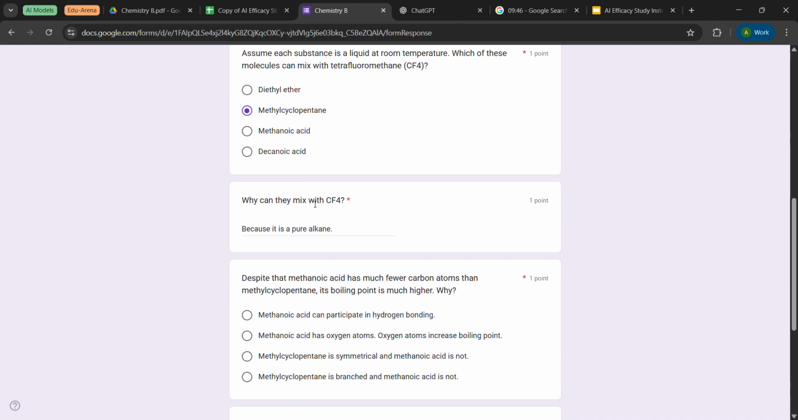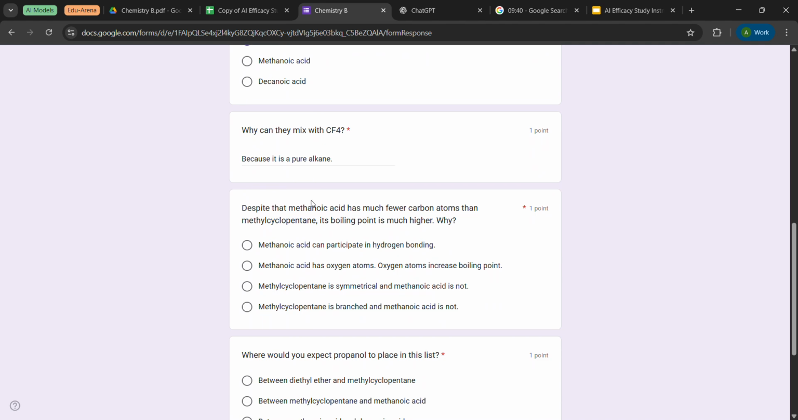Despite the methanoic acid having much fewer carbon atoms than methyl cyclopentane, its boiling point is much higher. I like this word, hydrogen bonding, so I'm just gonna add this, hydrogen bonding.